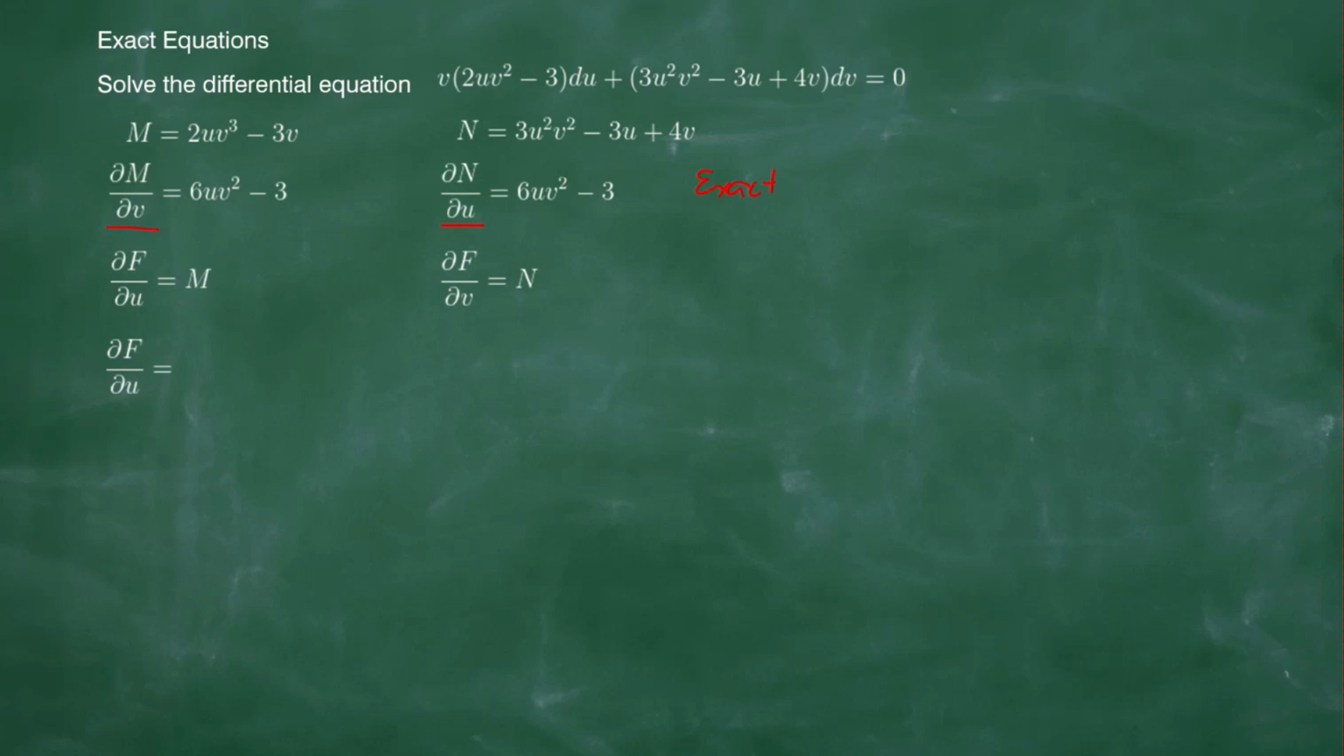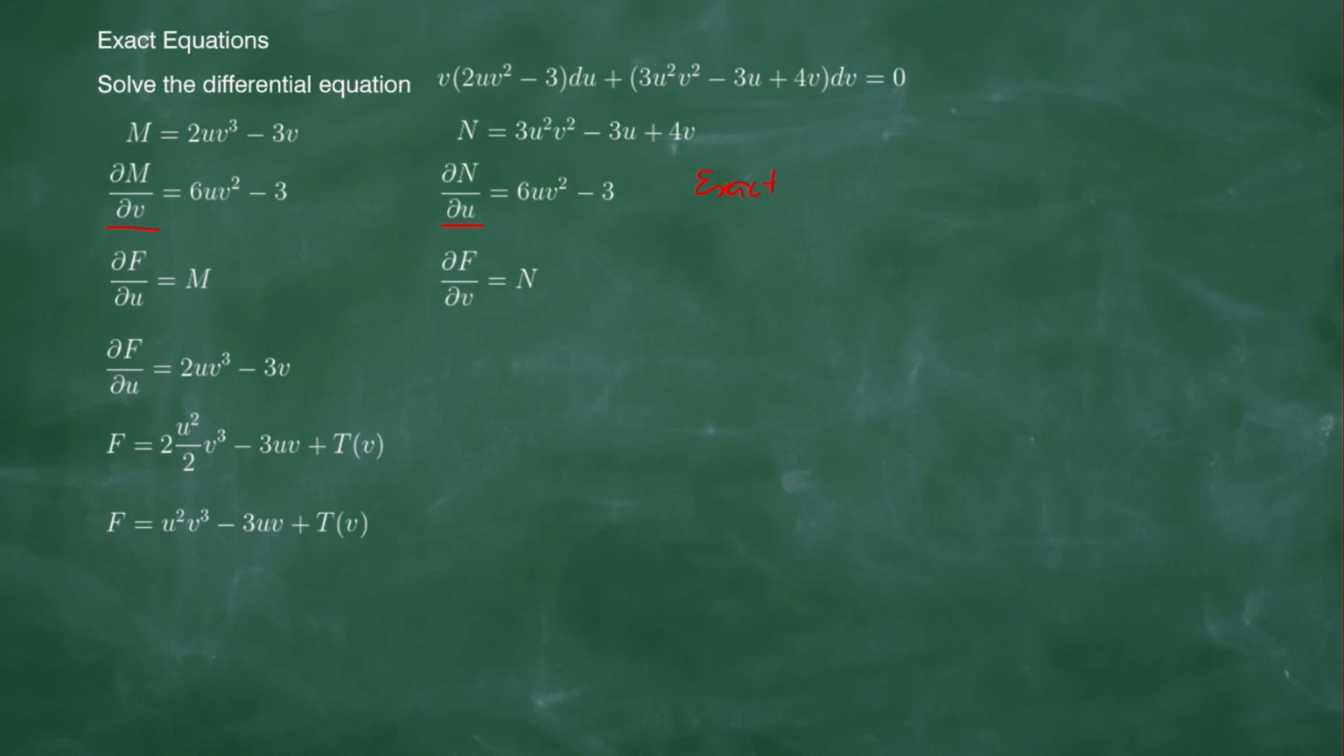We start with the partial derivative of f with respect to u, which is equal to M, and M is 2uv³ − 3v. Then we integrate, and the left side of the equation becomes f. We integrate with respect to u. The integral of u is u²/2 times 2v³, minus the integral of 3v, where v is considered a constant, so the integral is 3v times u, or 3uv. Since we consider v as a constant, it's possible that the constant is also a function of v, so we write plus t of v. Simplifying, we get f equals u²v³ − 3uv + t(v).